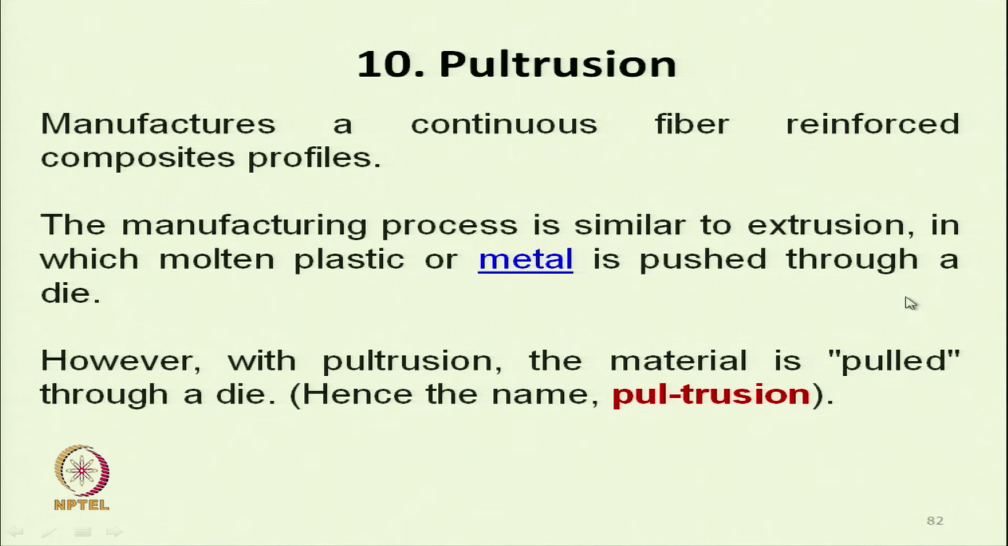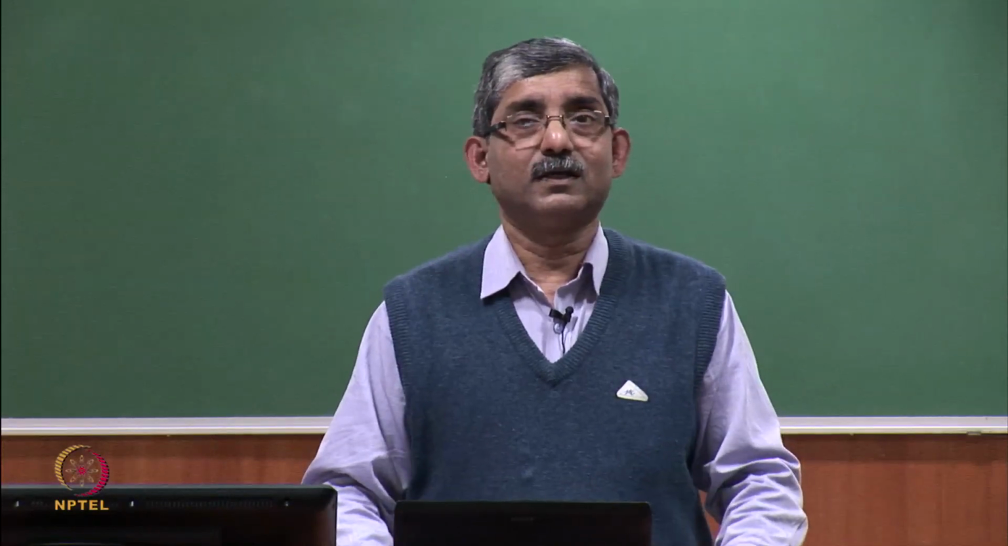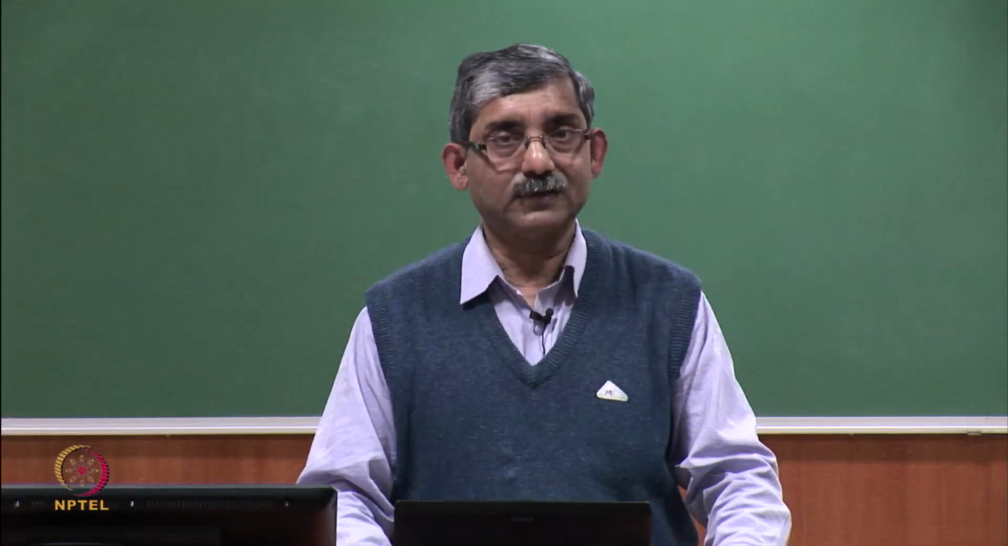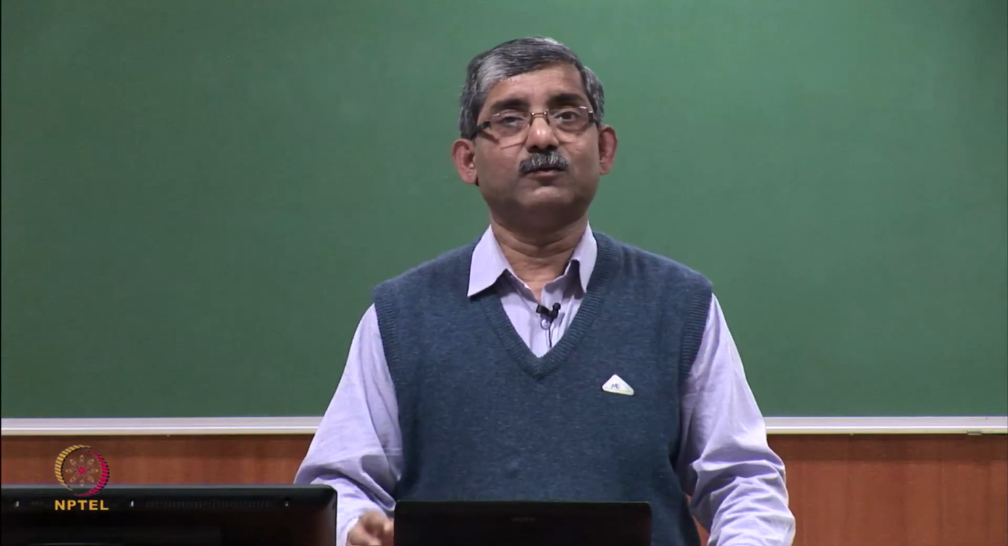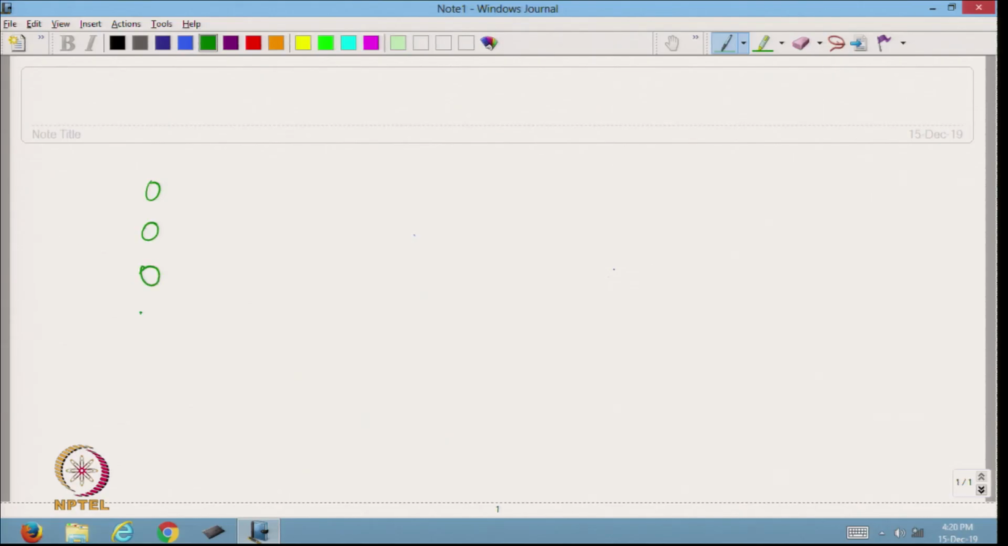So, here the material is pulled through the die, that is, the resin impregnated filaments are pulled through a die to form the composite. The shape or cross section of the composite is controlled by the shape of the die. First there will be a large number of filament packages. So, these are the filaments.